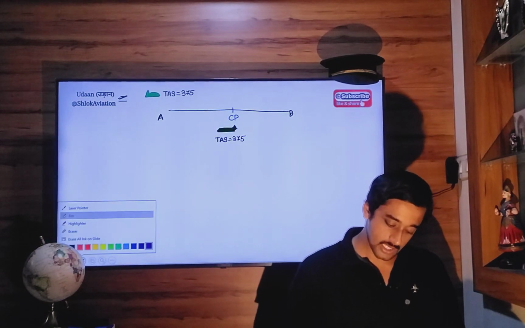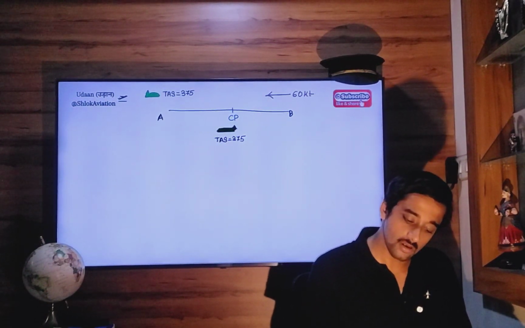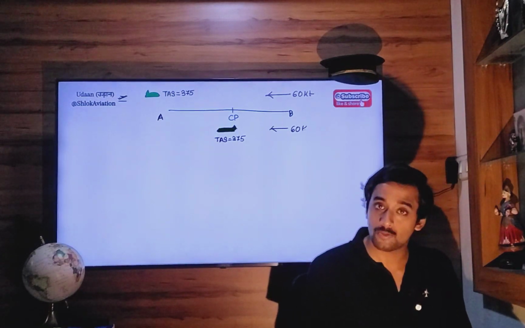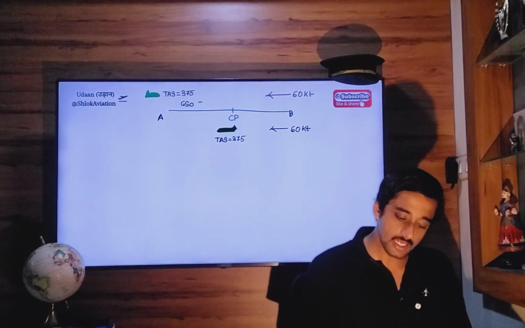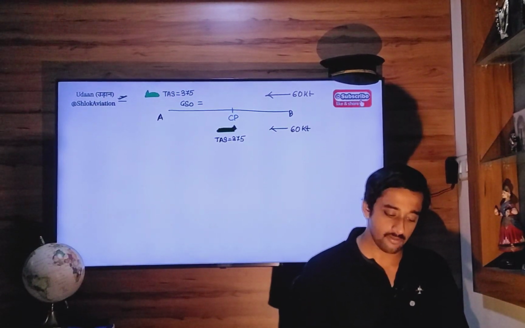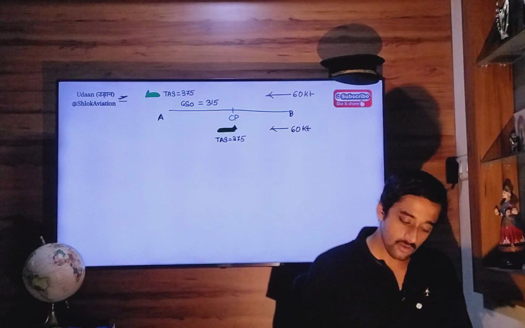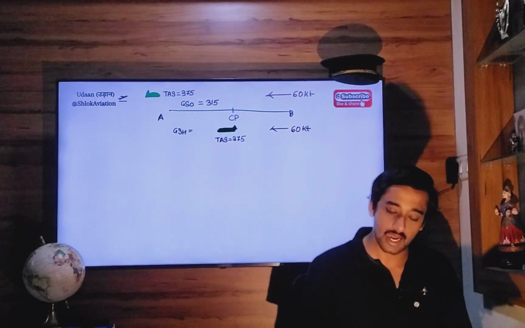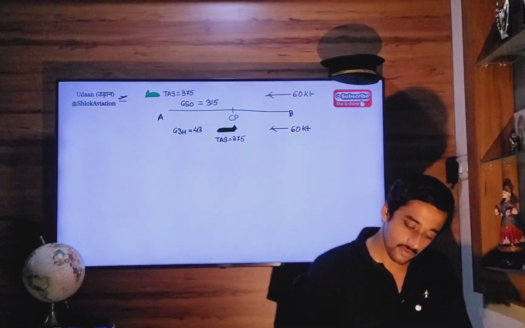Headwind component 60 knots. Now, what will be the outbound ground speed? Outbound ground speed will be TAS minus headwind, 375 minus 60, that is 315. What will be the homebound ground speed? TAS plus tailwind, so 375 plus 60, 435.